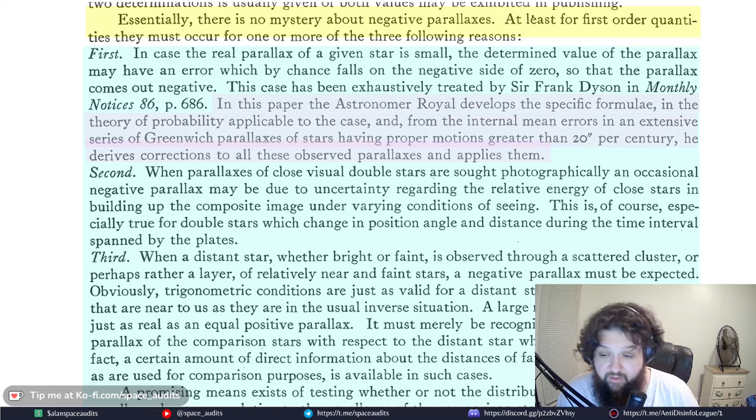A large negative parallax may be just as real as the equal positive parallax. We merely recognize that the positive parallax of a comparison star with respect to the distant star, which has been gotten, is in fact a certain amount of direct information about the distances of fainter groups of stars as are used for comparison purposes. A promising means exists for testing whether or not the distribution of ordinary or negative parallaxes bears any relation to the parallaxes of the comparison stars.